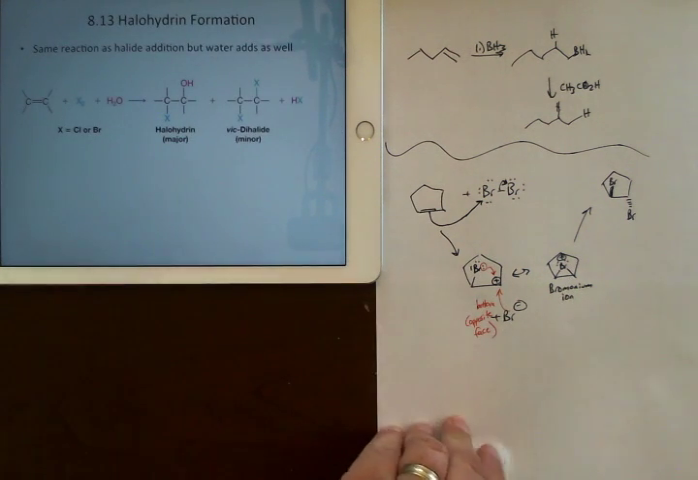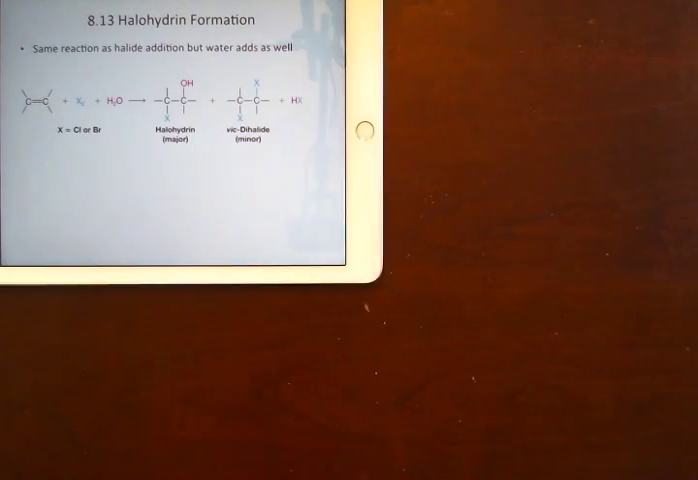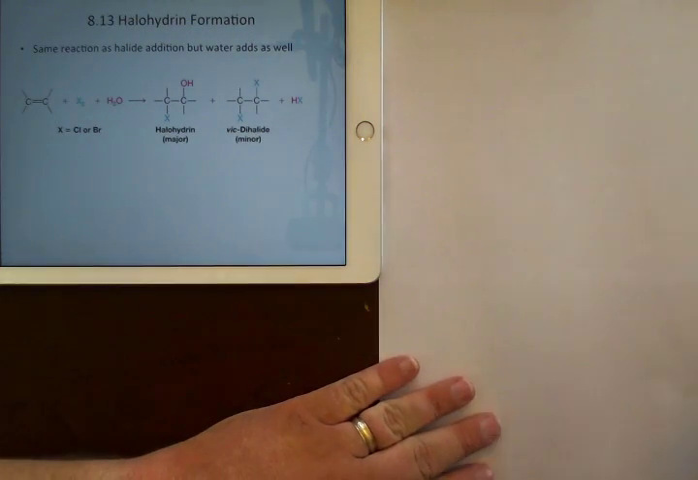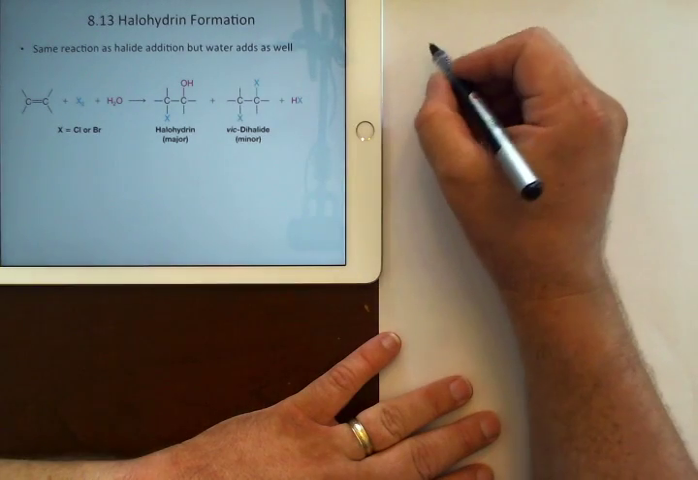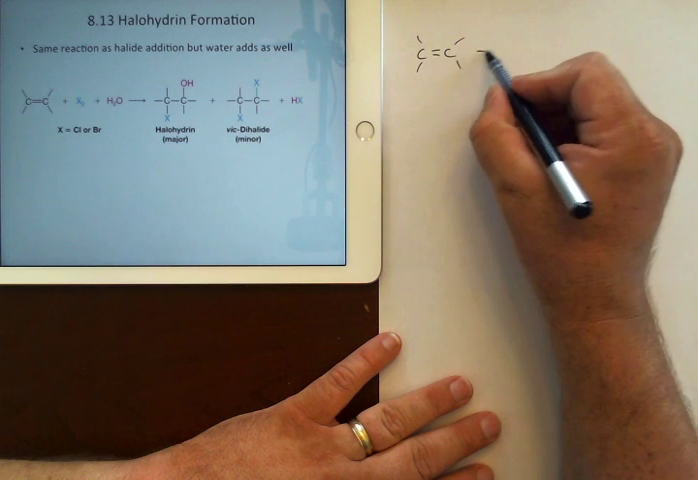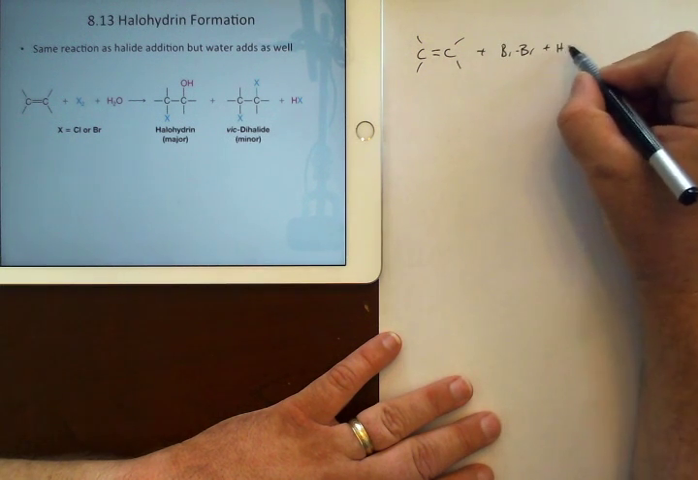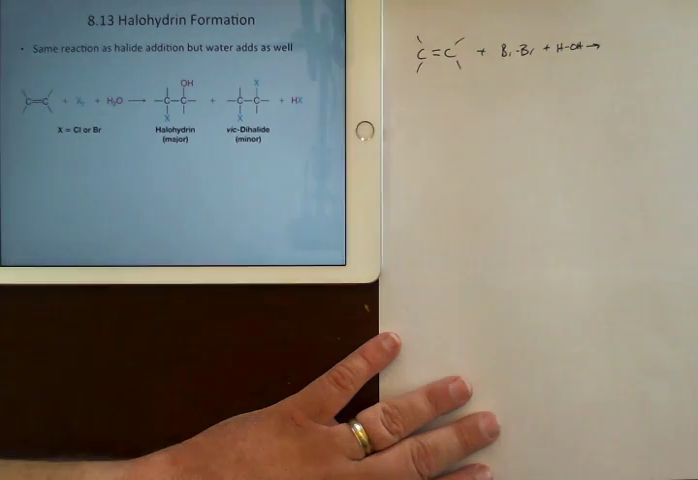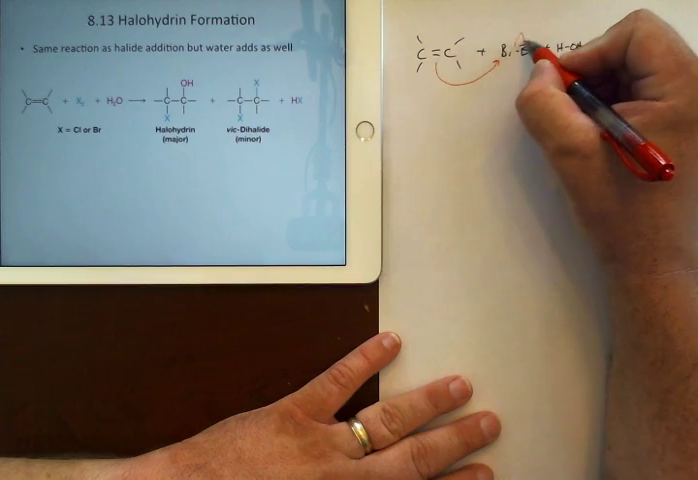So halohydrin is actually just an extension of this. And what's going to happen is instead of that last step, instead of the halide coming in and attacking, water is going to attack. So North Carolina, it's pretty hot and muggy in the summertime. So let's say you get a little bit of water in your solvent, okay? The reaction again is going to still be the same. So this is going to attack here, kick this away.